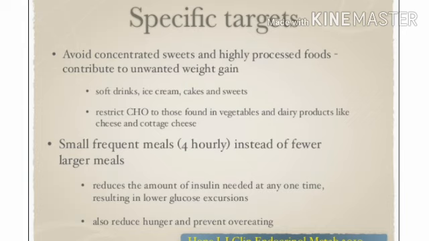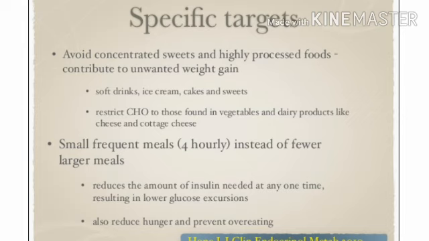The pregnant lady should follow a strict diet regimen, avoid concentrated sweets and highly processed foods, avoid soft drinks, ice creams, cakes, etc. Restrict the use of carbohydrates, small frequent meals 4 hourly. It is recommended instead of larger, fewer meals. It reduces the amount of insulin needed at any one time, resulting in lower glucose excretion. Breakfast should be especially small and low in carbohydrate content.